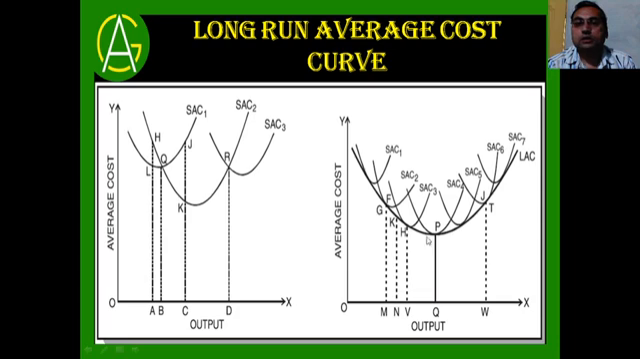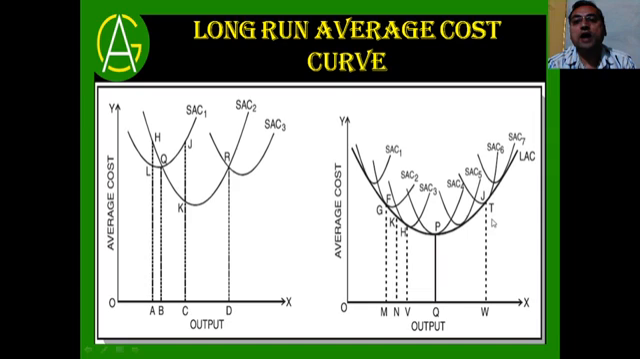So these are the basic points that you need to remember. First, the shape: normally it is U-shaped. Broadly speaking, it is boat shaped or saucer shaped. Its name is planning curve and envelope curve. Now we have to find out the ideal point. What will be the ideal point here? The ideal point is where the long run average cost curve is minimum.